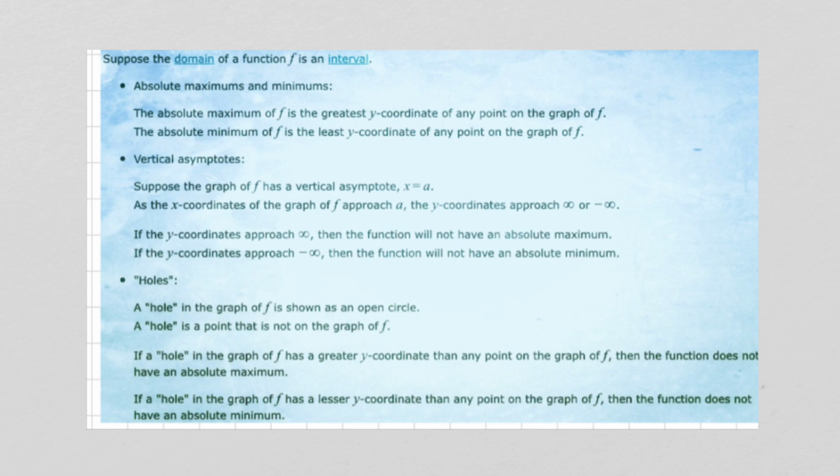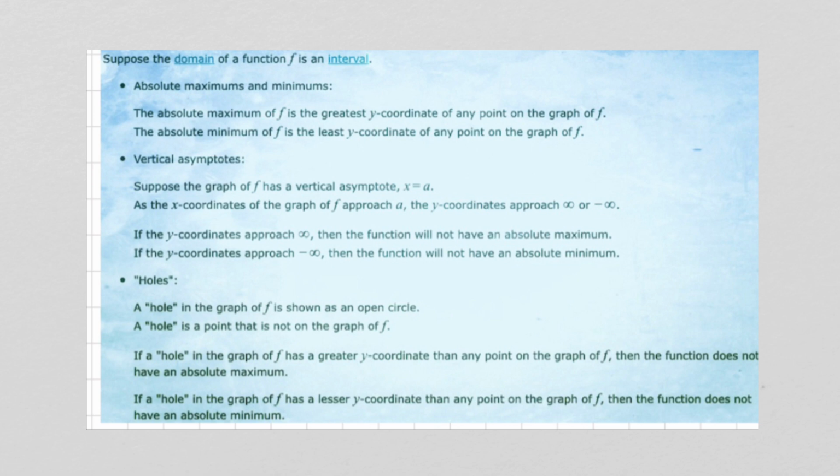Vertical asymptotes come in the form of x equals a. And when the value of a is plugged in, you get a vertical asymptote. So if x was 3, you'd go over to 3, and then it'd be a vertical line. If the y coordinates approach infinity, then the function will not have an absolute maximum. If the y coordinates approach negative infinity, then the function will not have an absolute minimum.